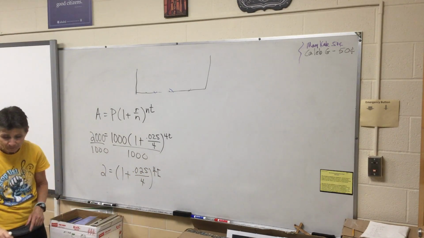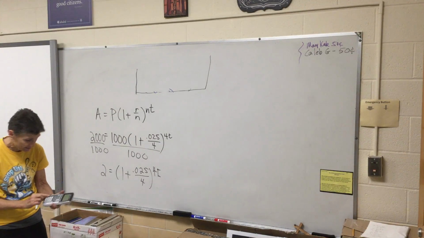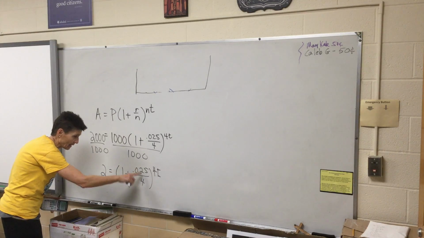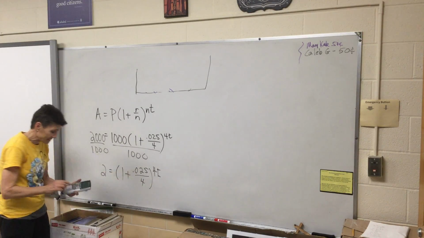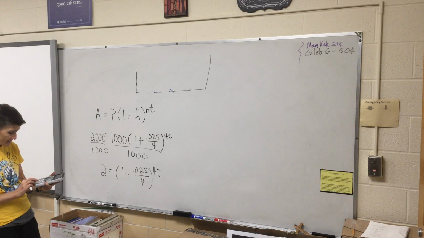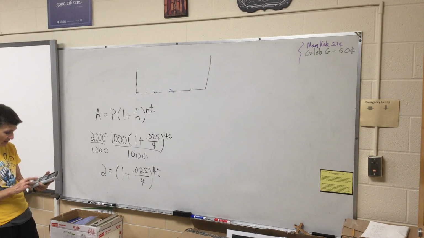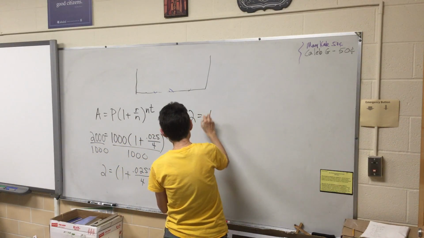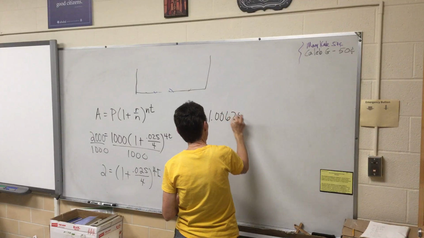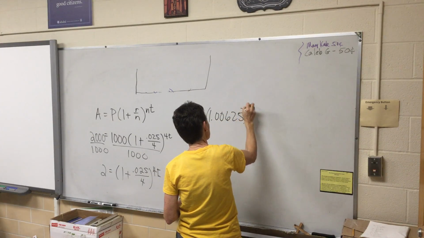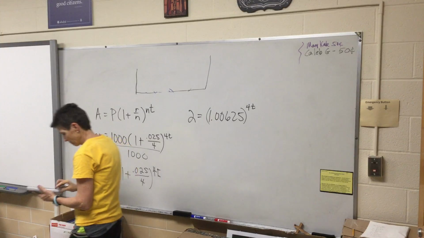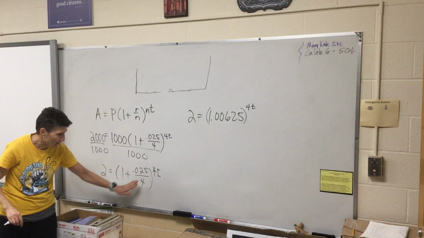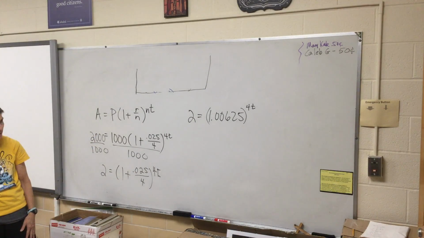Now, gang, just for kicks, let's see if we can simplify this without rounding it off. I don't want to round it off. I just want to simplify it. Let me see. 1 plus 0.025 divided by 4. Oh, yeah. So I'm going to rewrite that as 1.00625 to the 4t. That just looks a little bit less scary. This looks pretty scary. That looks a little less scary.